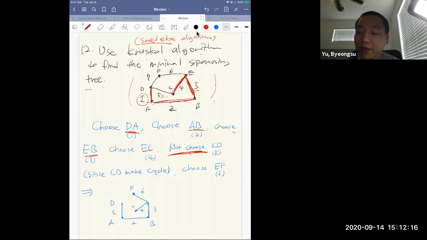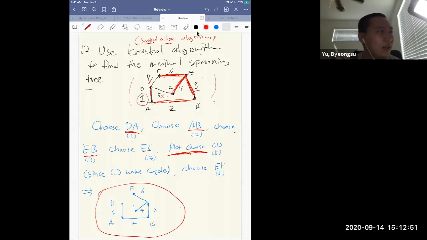Then the next lowest number is 6, which is FE, and you choose it because it doesn't form a circuit, right? And then the last one is 7, which is FD, but if you add FD, then you have a circuit, so you cannot add 7 at this point. So these are all the available ones, and the result is this. So this is the minimal spanning tree.